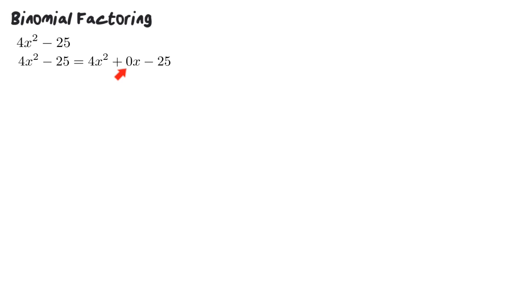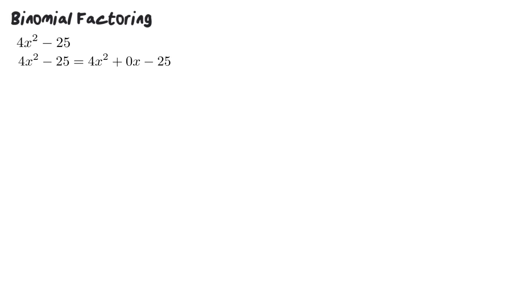So it doesn't really matter that I have this here. It doesn't change the value of the polynomial. It just makes it into one that we know how to factor already, which is a trinomial. So we're going to consider this problem, 4x squared plus 0x minus 25. And now let's go ahead and factor that using our trinomial techniques, the box method.